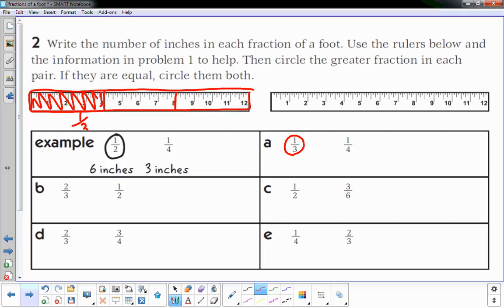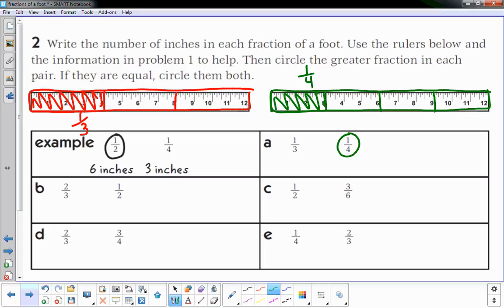See if I can write that here. A little tight, but I can. Now I'm going to draw 1/4. I have to break up this ruler into 4 equal parts. And 1/4 is just one of these 4 pieces. I'll write that here. Okay. All right, so 1/3 is 4 inches. And 1/4 is 3 inches. And I have to circle which one's larger. Well, this one's larger because it has 4 inches.